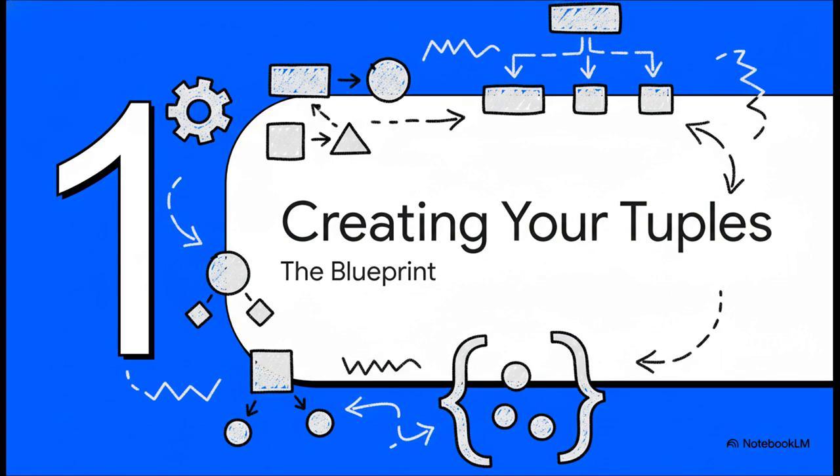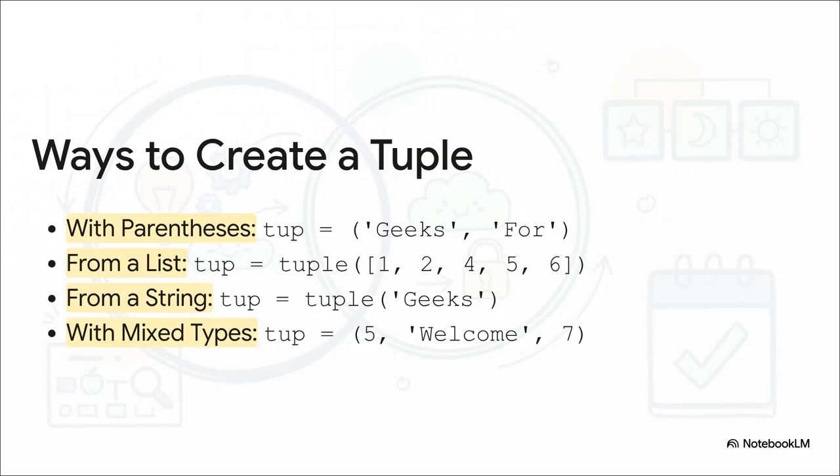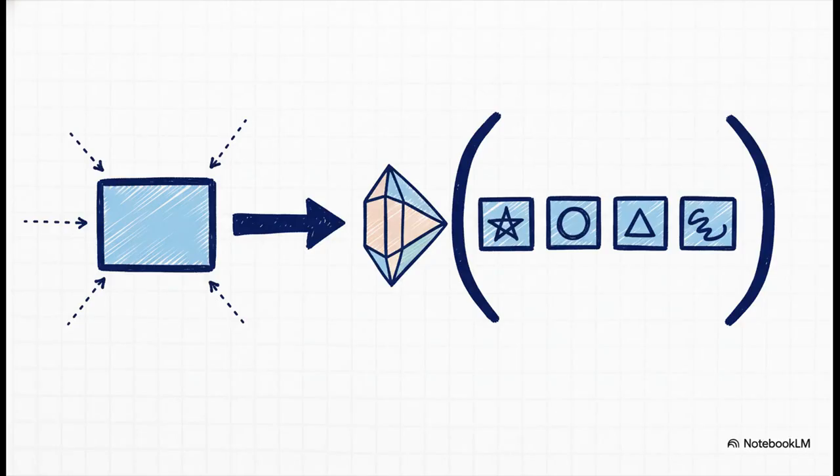Okay, so how do we actually go about creating one of these engraved plaques in our code? Well, it turns out it's pretty flexible. You've got a few different ways to get it done. The most common way is just using parentheses, but what's really useful is that you can instantly convert other things, like a list or even a string, directly into a tuple. It's a great way to freeze data. And yep, you can mix and match data types, numbers, strings, whatever you need. And check this out. This is a really interesting little detail. When you use the tuple function on a string, it doesn't just put the whole string in there as one item. It actually breaks it down character by character and gives each one its own slot in the tuple.